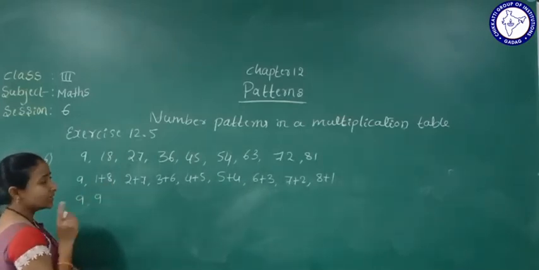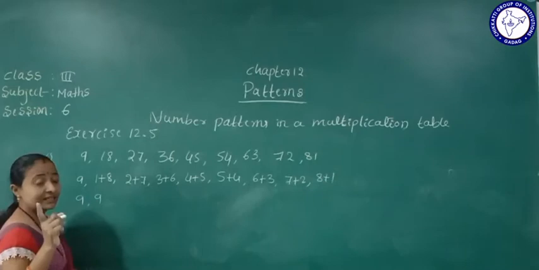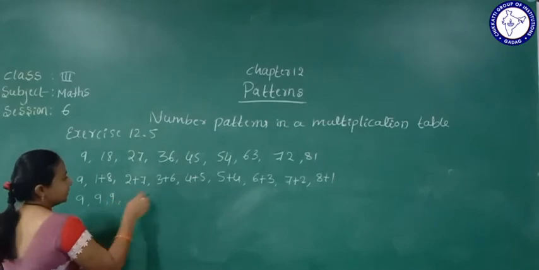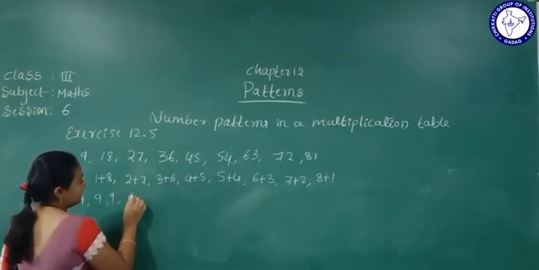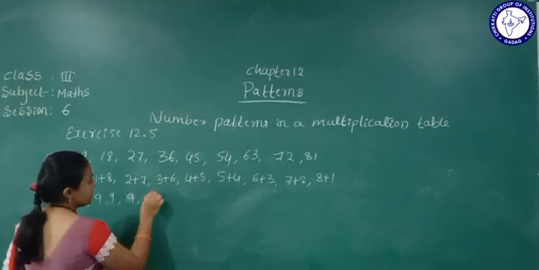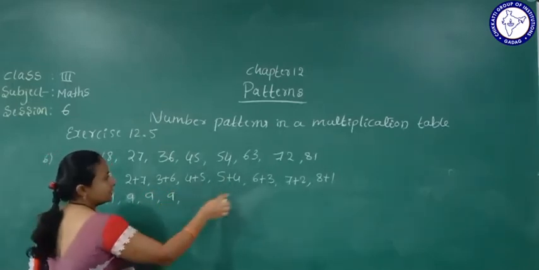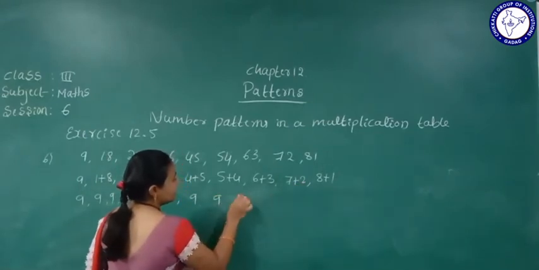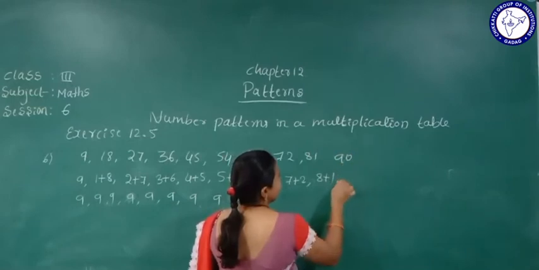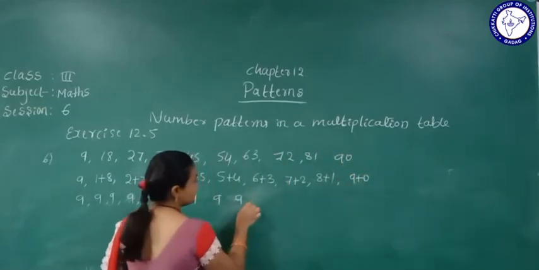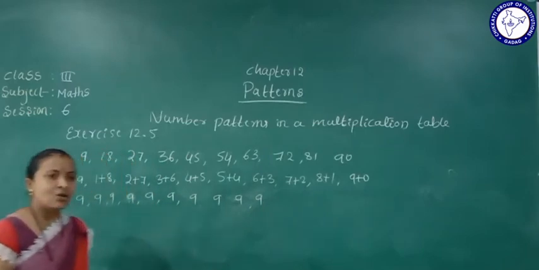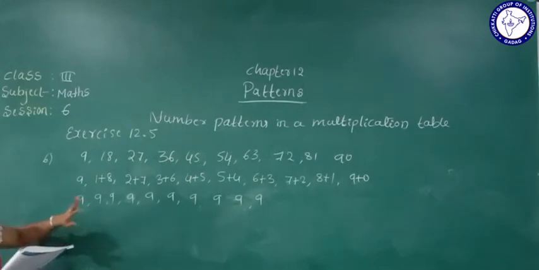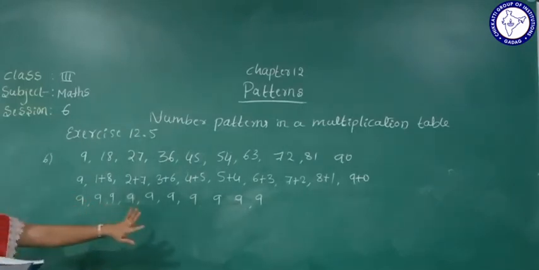See, we can observe in the 9 table, in all the digits, we get the number 9 only. 8 plus 1, 9. 7 plus 2, 9. 3 plus 6, 9. Yes, 4 plus 5, 9. 5 plus 4, 9. 6 plus 3, 9. Yes, 7 plus 2, 9. 8 plus 1, 9. Even 90 also we can get. See, 9 plus 0. Yes, so here 9 plus 0 means 9. Yes, see, in all the digits we get the number 9. Yes, this is the pattern from number 9.